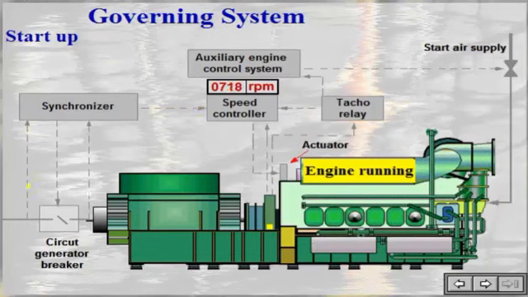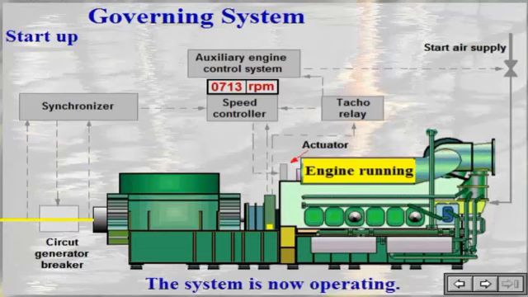In multi-engine systems, when the engine receives normal running speed, the synchronizer starts comparing frequency, phases and voltage on the net side with the corresponding values on the generator side. When they are equal, the synchronizer closes the circuit generator breaker and the generator set is connected to the bus. The synchronizer is automatically switched off afterwards.